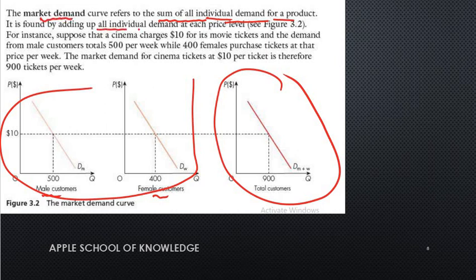So adding all the individual demands at each price level, this is the example here. You see, if we have 500 quantity demanded by the male customer for the same price, this is $10, and 400 demanded by the female customer for the same product, then the total demand becomes 900. So this is the market demand. Clear?